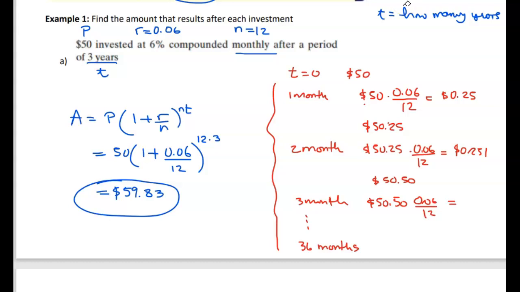Basically, in practice, this is what you're going to see when you look at your bank account. The initial 50, then $50.25, and next month is $50.50, and next month is going to be a little bit more, because that interest is calculated and added to your amount every month. Okay? And at the end of 36 months, this is what you end up with. Alright, let's look at the next problem.